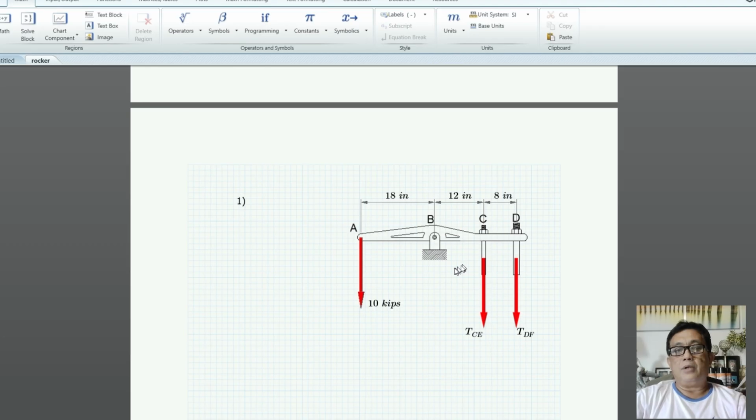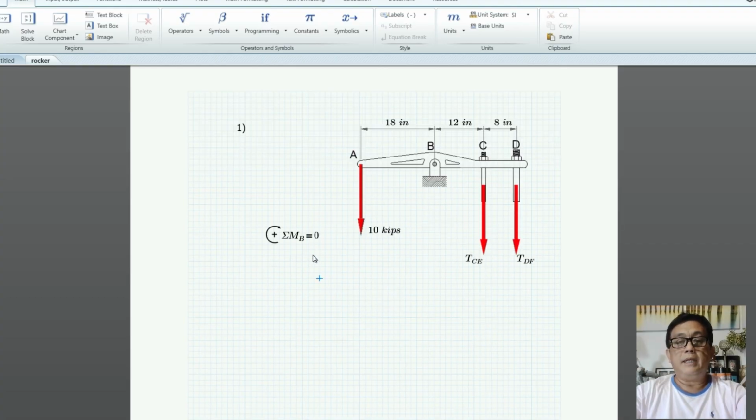So this is an example of an indeterminate member because here you can only use one equation of static equilibrium and you have two unknowns. That is summation of moment at B. Summation of moment at B will give you an equation with two unknowns. If you are going to use summation of vertical forces, the unknowns will just increase because you are going to include the reaction here at B. So let's do summation of moment at B first.